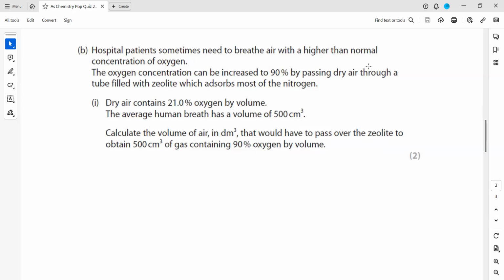So what actually happens is that we can change the concentration of oxygen to 90% when we pass the air over a substance called zeolite, which has a tendency to absorb nitrogen. So the question is, what is the volume of the air that must pass over the zeolite so that we get 90% oxygen by volume, if we want to obtain 500 cm3 of a gas containing 90% oxygen? So how do we do this question?